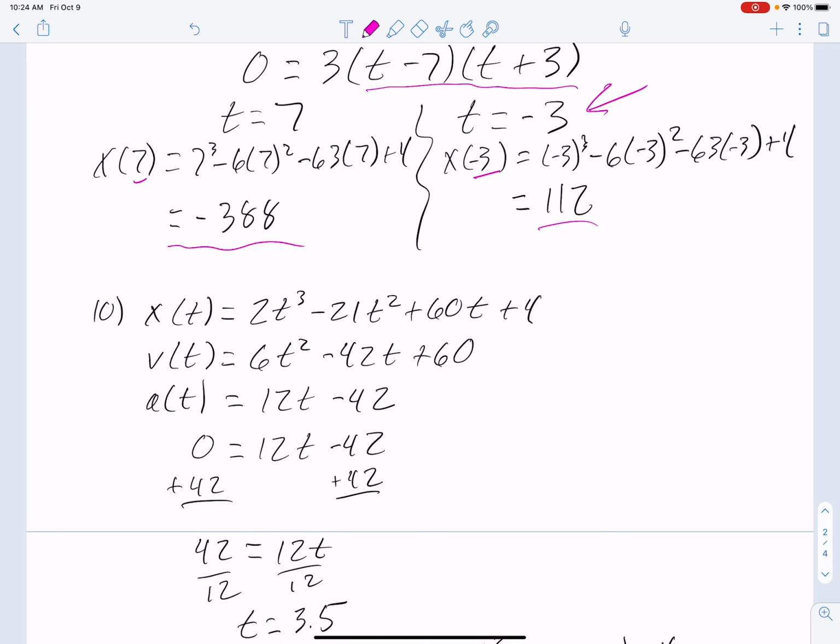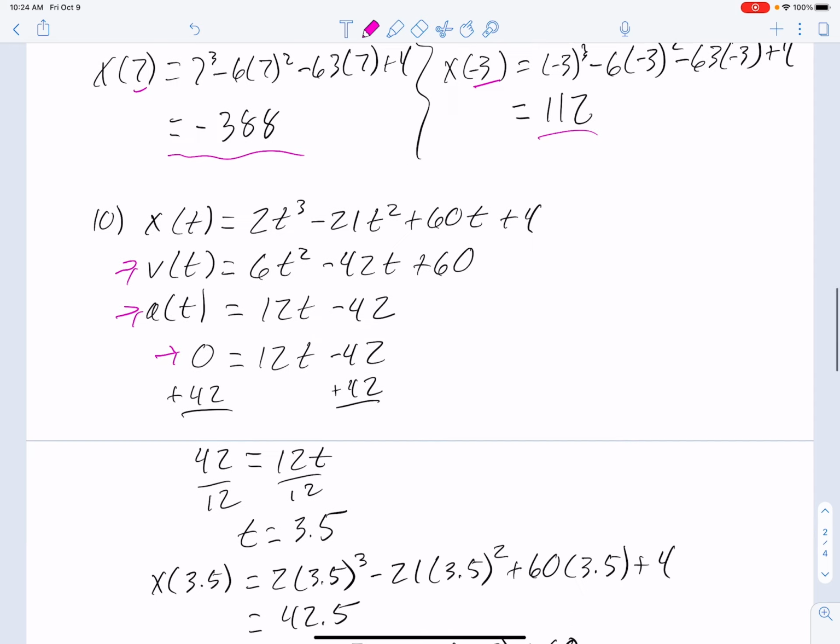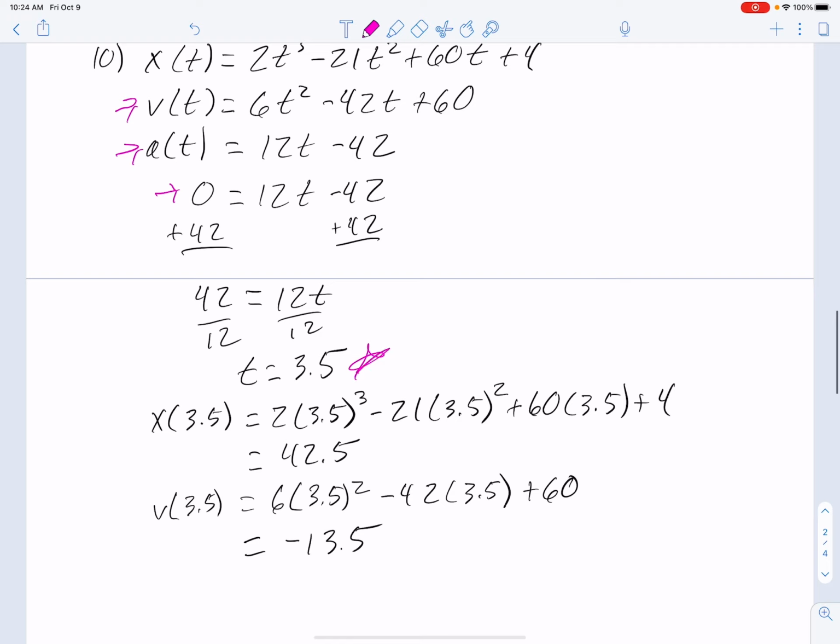10 wants to know position and velocity when acceleration is 0. So I find my first derivative, I find my second derivative, I set the acceleration function equal to 0 and solve, getting 3.5. So I substitute 3.5 into velocity and into acceleration. So I know that I am 42.5 units to the right of the origin, traveling to the left because velocity was negative. And since we've solved when acceleration was 0, I'm moving at a constant velocity. I'm not speeding up and I'm not slowing down. I'm traveling at this constant speed of 13.5, moving to the left.